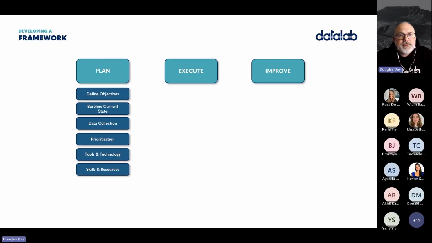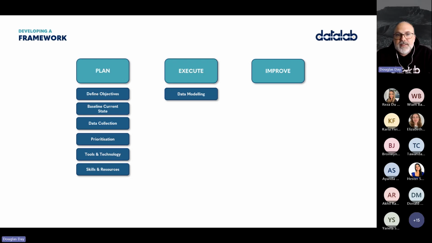So once we've done all of those steps, we get to the point where we've got a pretty coherent plan. We understand what our current environment looks like. We understand what data we need to go and collect. We've prioritized our delivery based on our business goals. We've identified tools and technologies that we think will solve those problems and the skills gap necessary to deliver on them. So then the next phase is execution. And this is a place that most developers and people are much more comfortable with.